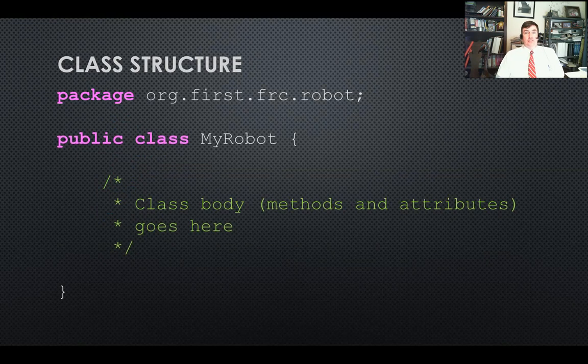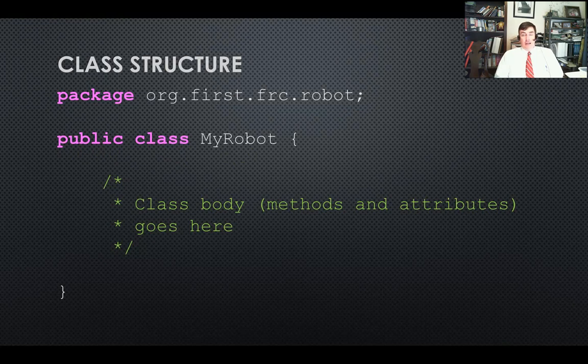So here's a real simple class structure. This class is named MyRobot. So we can see right here the class name is MyRobot, and it is a class. And it is public. So the MyRobot class is public. You'll get used to reading some of these declarations from right to left.